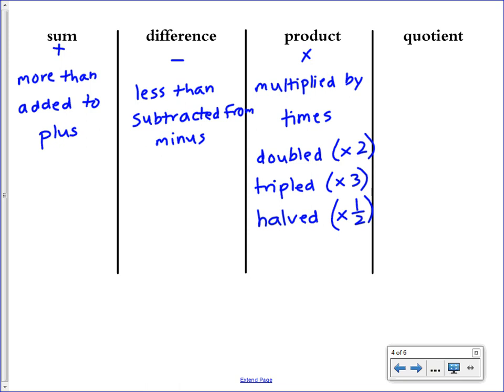And then for quotient, you pretty much will see the word quotient, or maybe the word divided by. There aren't too many other ways to express division in words, all right? And then there are a few special cases. Let's look at those on the next slide here.